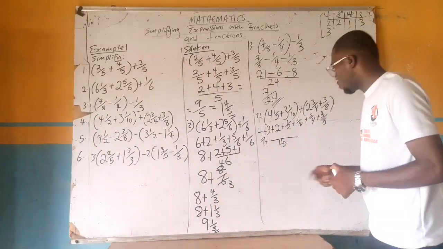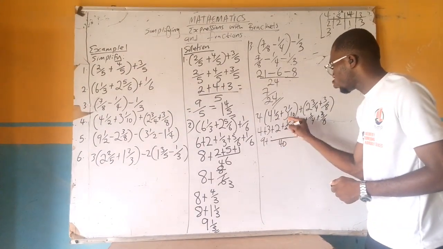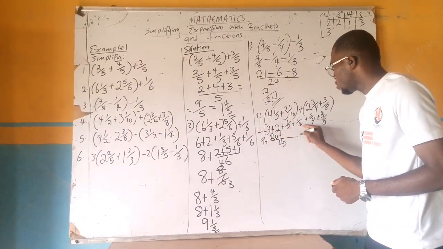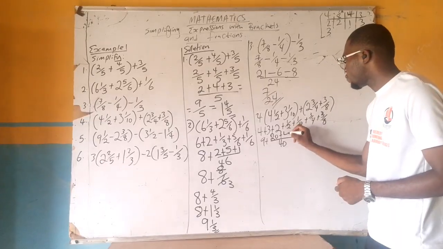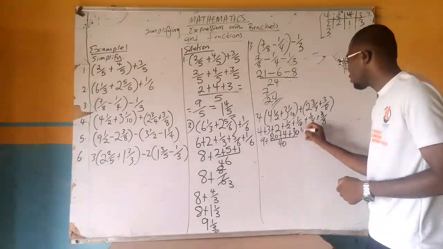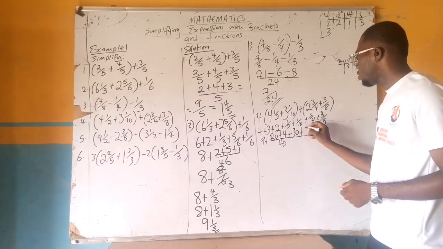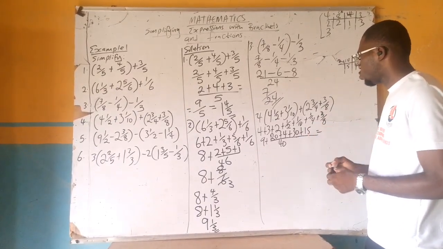Then we have 2 in 40 is 20. 20 times 1 is 20. 10 in 40 is 4. 4 times 1 is 4. Then 4 in 40 is 10. 10 times 3 is 30. Then 8 in 40 is 5. 5 times 3 is 15. So add all this together.